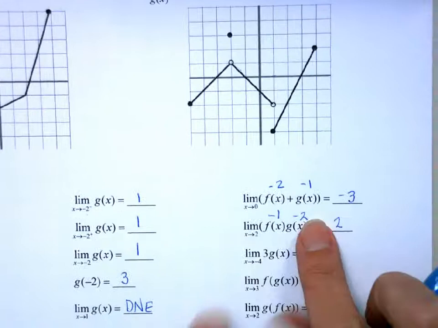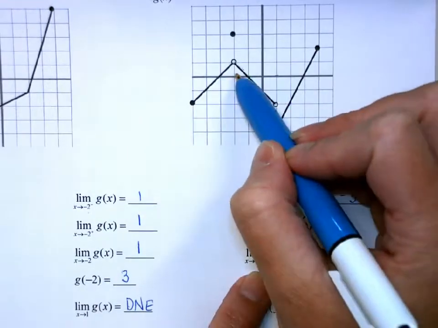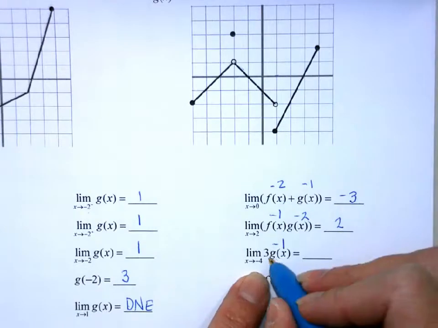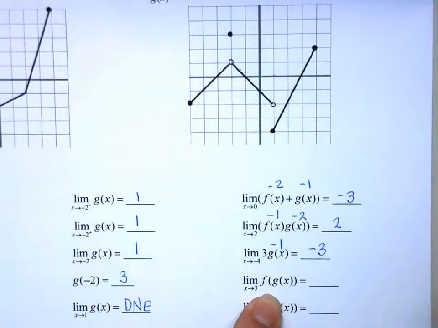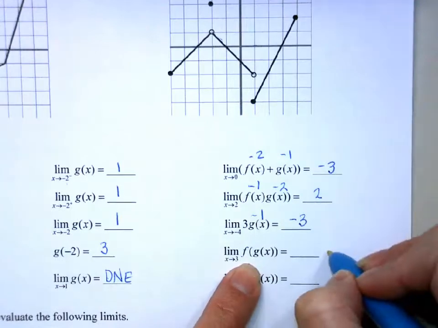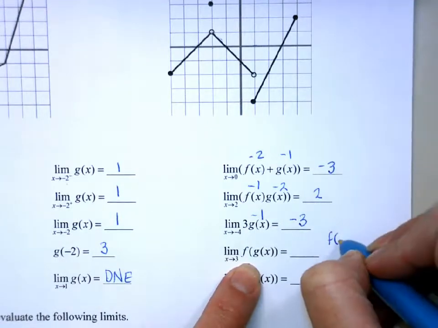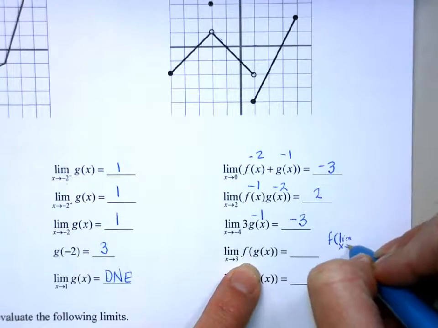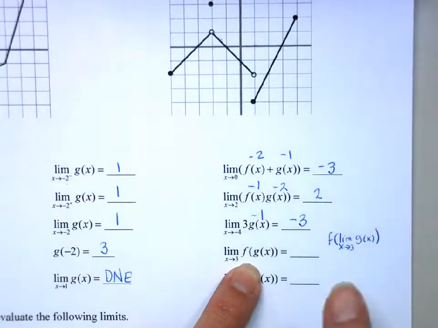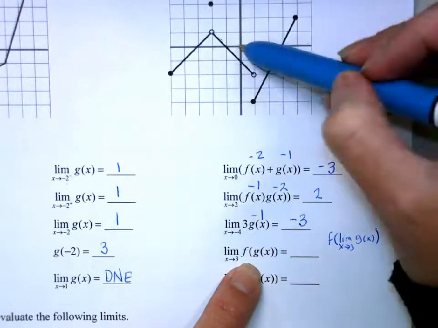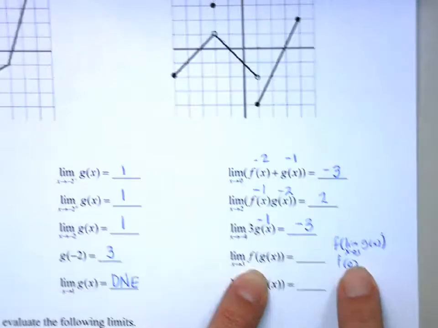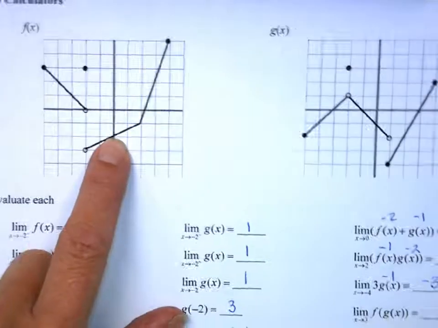3 times g, so we go to negative 4. 1, 2, 3, negative 4 is going to negative 1. So 3 times negative 1 is negative 3. These last two are compositions. So I'm going to rewrite this one as f of the limit as x goes to 3 of g of x. For g, we're going to go to 3, which is 0. So this is now just the function value at 0, which is negative 2.